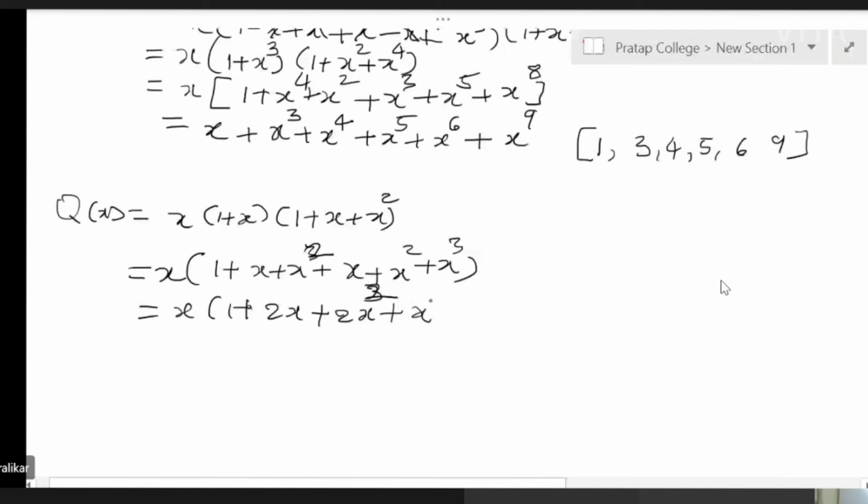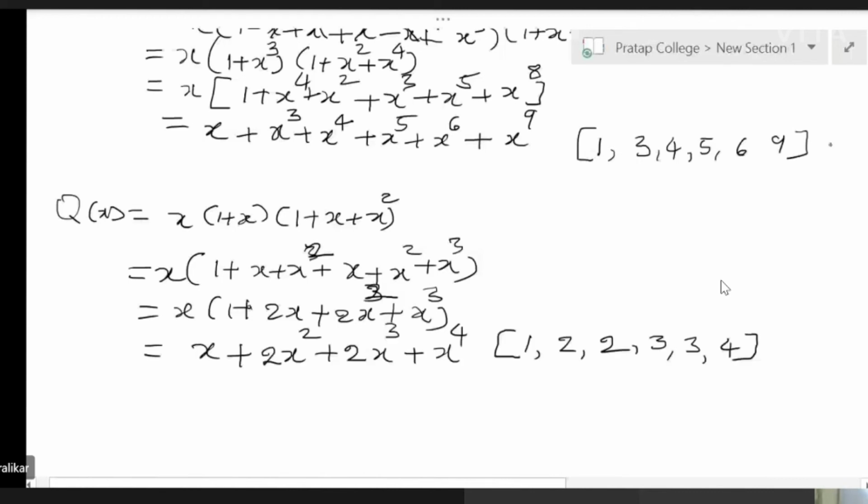So what is the polynomial? x plus 2x square plus 2x cube plus x raised to 4. So what are the faces of the die? 1, 2, 2. This monomial comes twice. Then 3 also comes twice. And 4 comes once. Voila. We have got the first square bracket gives me the faces of die number 1, and the second square bracket gives me the faces of die number 2.